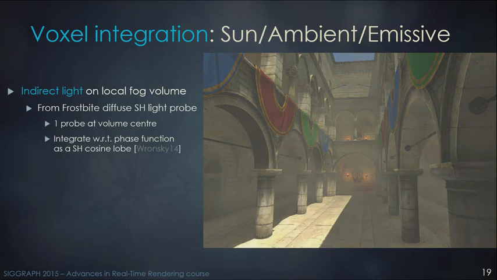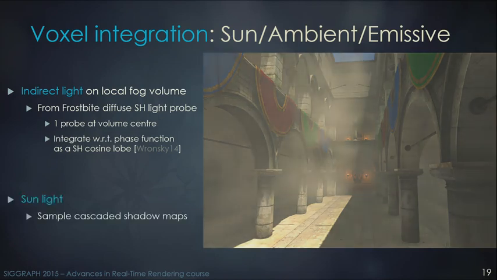So in Frostbite we have ambient diffuse spherical harmonic light probes we can sample in space. So we just take one sample at the center of the volume. For now, that's enough. And if you have a varying phase function, you can use the spherical harmonic cosine lobe trick presented last year by Vronsky. Or you can also have the sunlight. So you just get basically sun scattering from the sunlight, and you can sample your cascaded shadow map to have volumetric shadows, as you would expect.